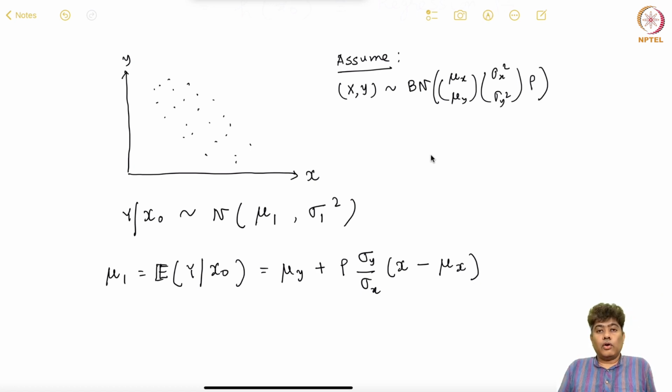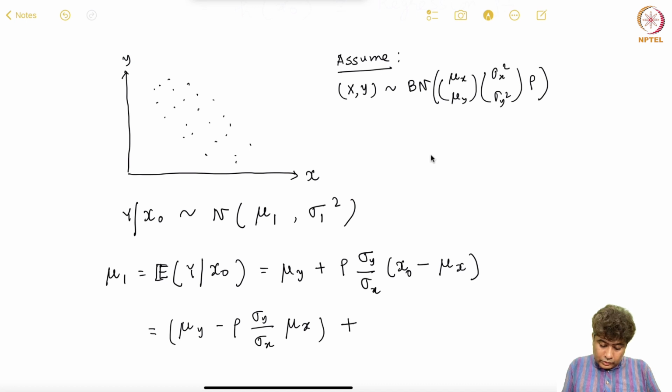It turns out that the conditional expectation of y given x naught is a regression line. Why am I calling it a regression line? You can look carefully. I can rewrite it as mu y minus rho sigma y by sigma x times mu x, plus rho sigma y by sigma x times x naught.